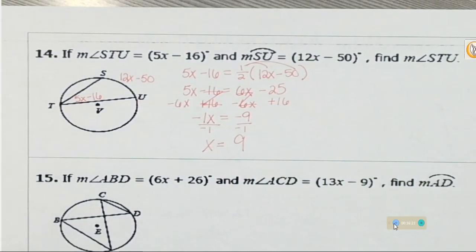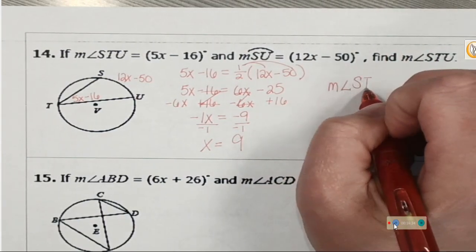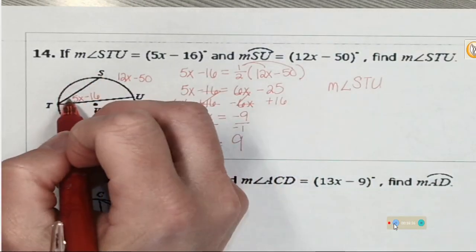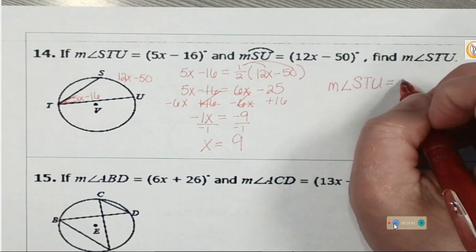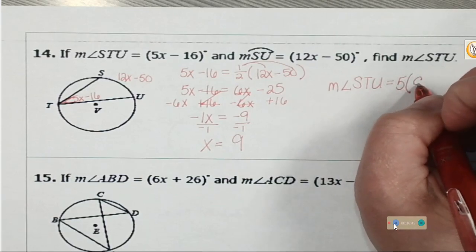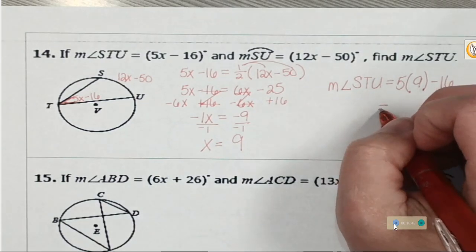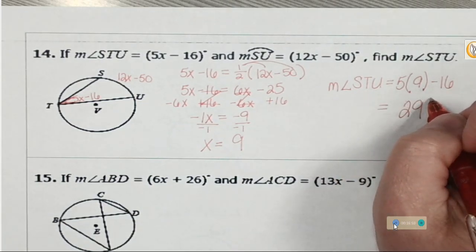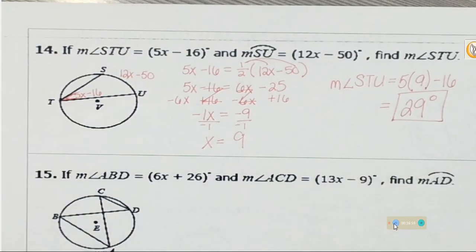I'm proud of myself because that's right. But you're gonna mark me wrong. Why are you gonna mark me wrong? Because I didn't find what you asked me to find. You've got to find the measure of angle STU. That is STU. This is what I want. 9. So what am I going to do with 9? Plug it in for x. 5 times 9 minus 16. What's 5 times 9 minus 16? 29. 29 what? Degrees. Why do you need degrees? Because it's an angle. Arcs and angles get degrees.